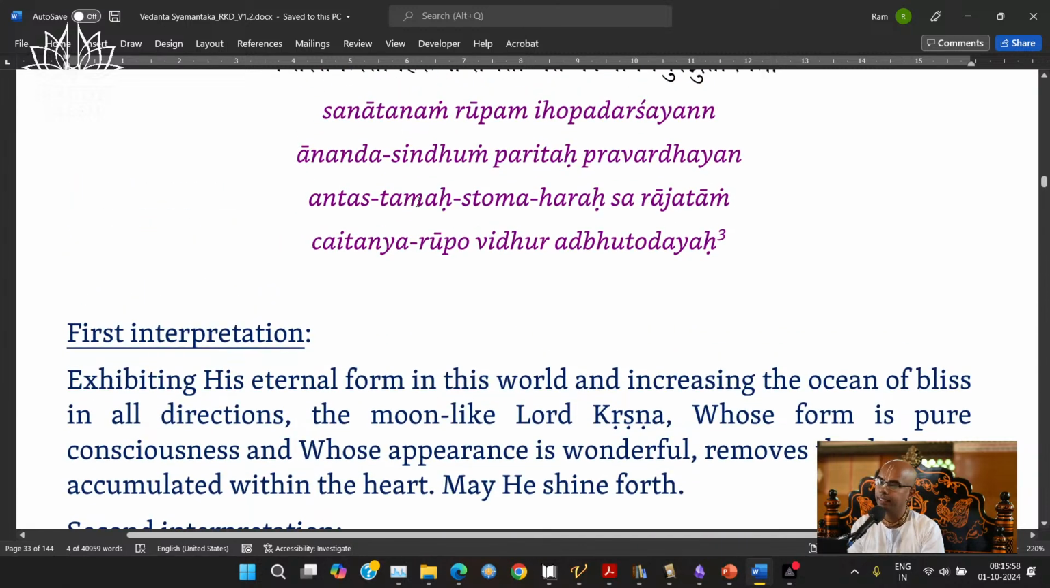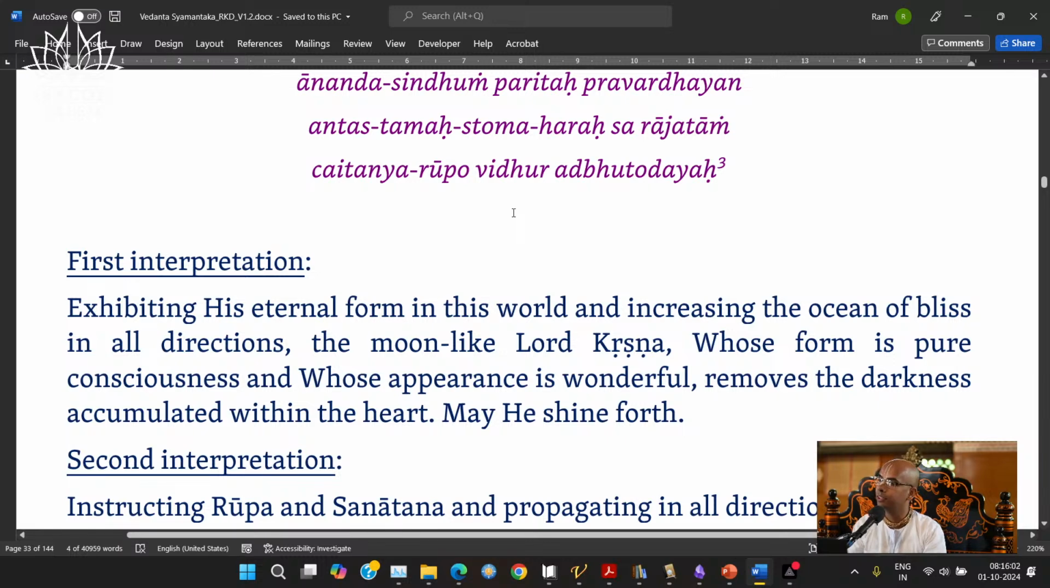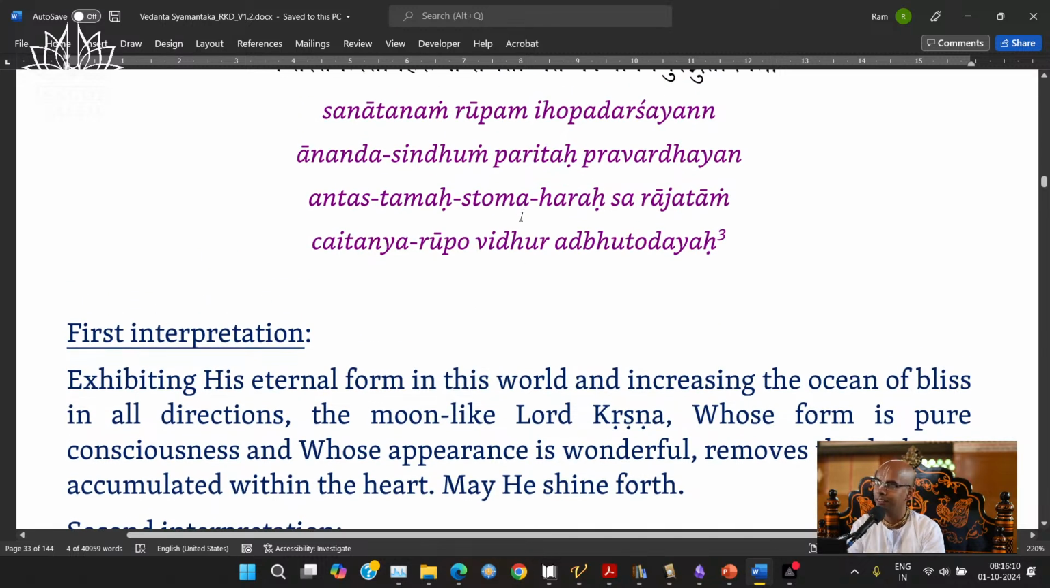Now there are two ways in which this verse can be interpreted. One is actually speaking about Krishna's Leela, and the second interpretation is speaking about Chaitanya Mahaprabhu's Leela. Both make quite good sense with respect to this verse. So the first interpretation goes: exhibiting his eternal form in this world, Sanatanam Rupam, and increasing the ocean of bliss in all directions, Ananda Sindhum.